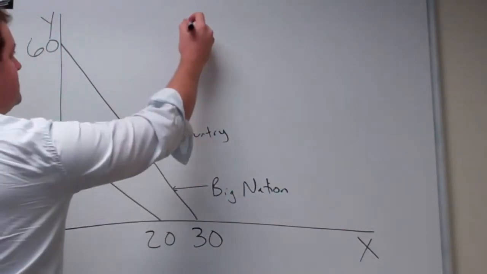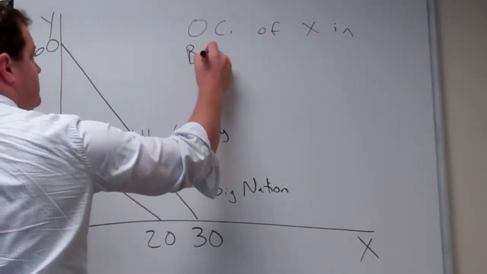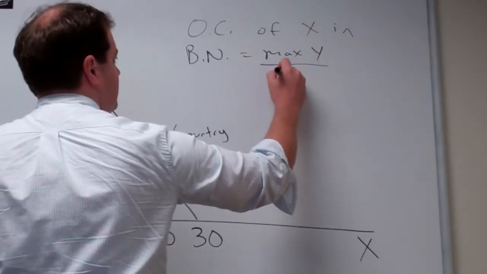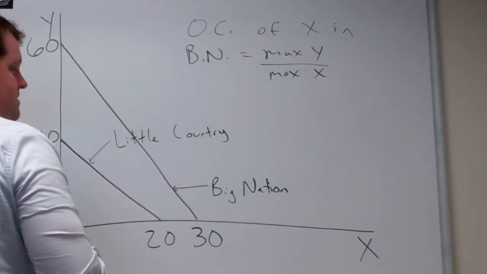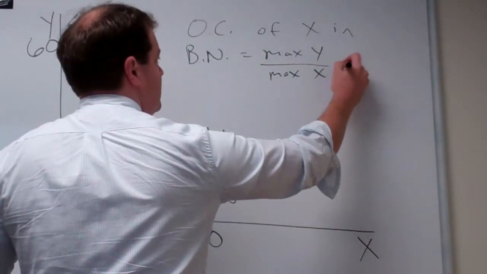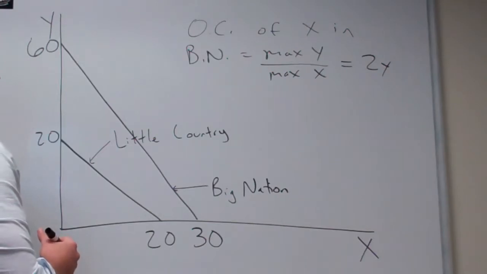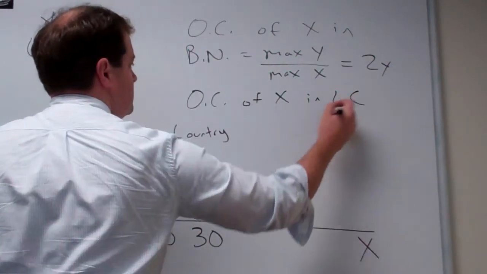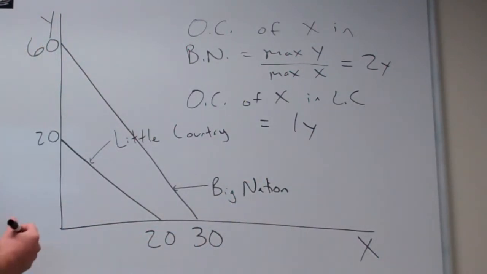So let's start with big nation. We will calculate the opportunity cost of X in big nation, right? We can get that by taking the maximum quantity of Y and dividing that by the maximum quantity of X. So let's see, maximum quantity of Y is 60, maximum quantity of X is 30, so we're looking at 2Y per X is the opportunity cost of getting a unit of X in big nation. Similarly, opportunity cost of X in little country is just going to be 1Y. Every time that they want to produce an X, they have to give up a Y in little country.